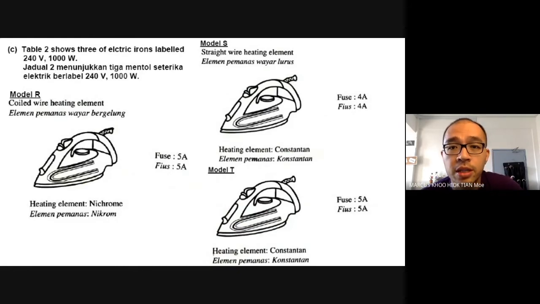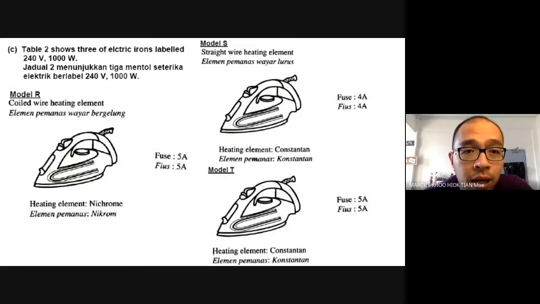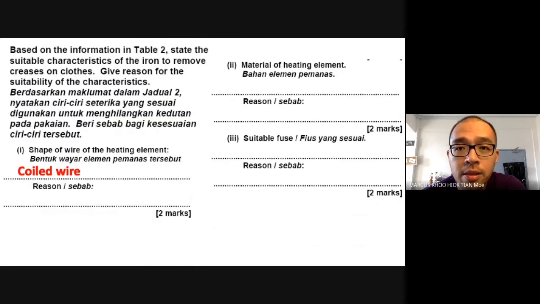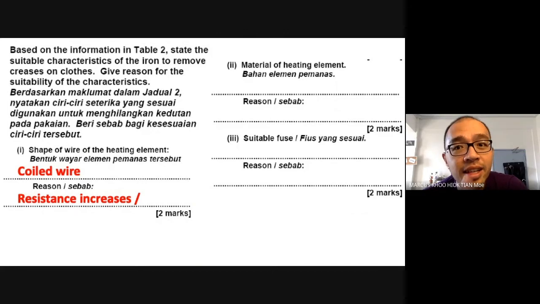Shape of wire. Sorry, what are we doing? Electric irons. Okay, so it's either coiled or straight. Coil. Why coil? Increased length. Okay, increased length is also good, but you need to finish it: increasing the length increases the resistance. That's the ultimate goal. So think of that.